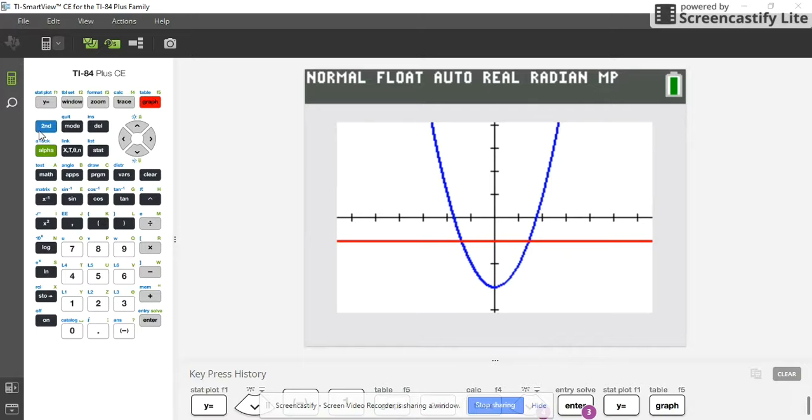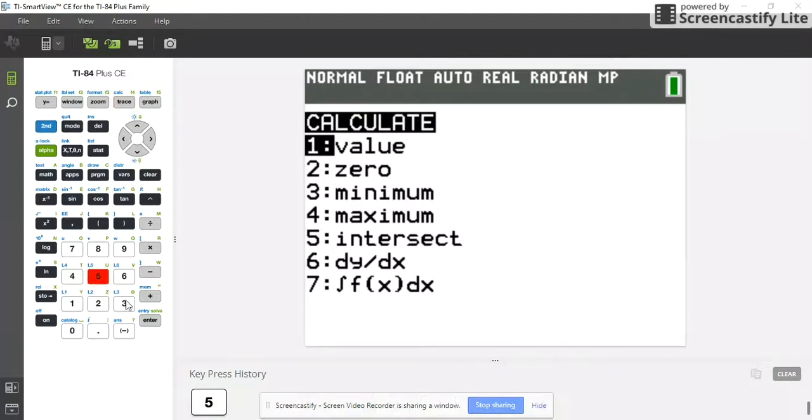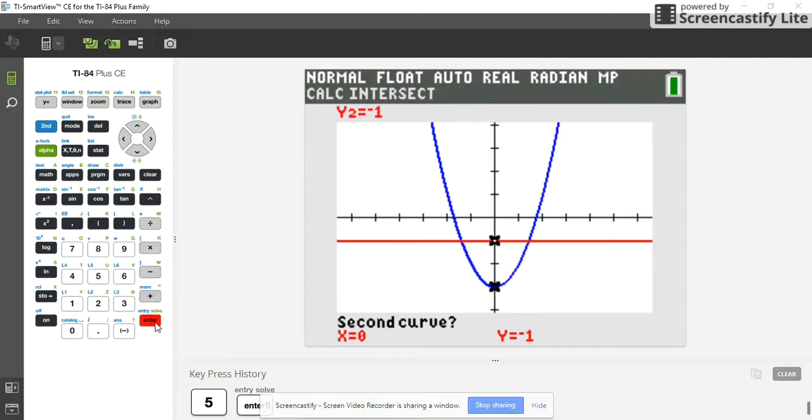Oops, I've lost my place, so I've got to go back and do that again. So second, trace, option 5, enter on the first curve, enter on the second curve, and now the guess. Now here's where we just got to be careful. If we guess over here on the right, it's going to find this point of intersection. If we guess over here on the left, it's going to find that point of intersection.